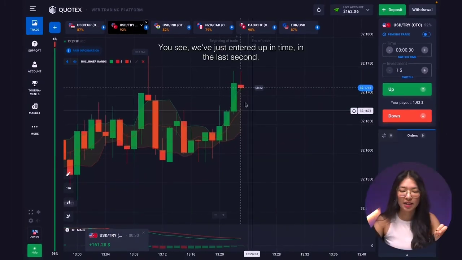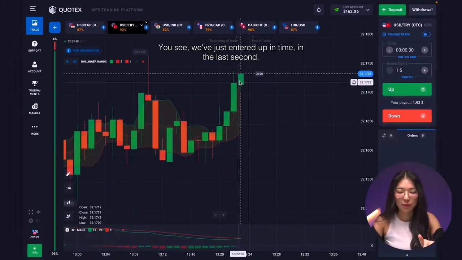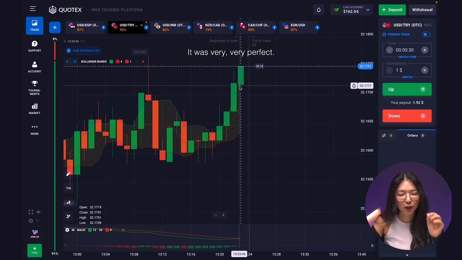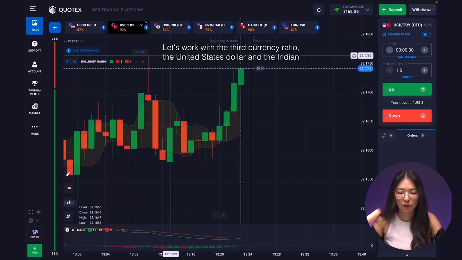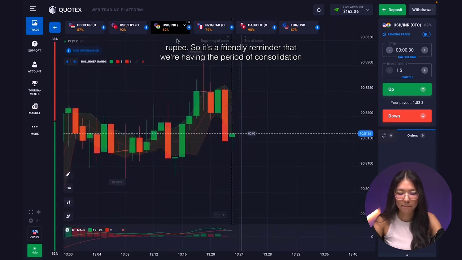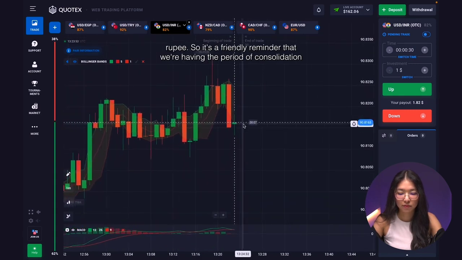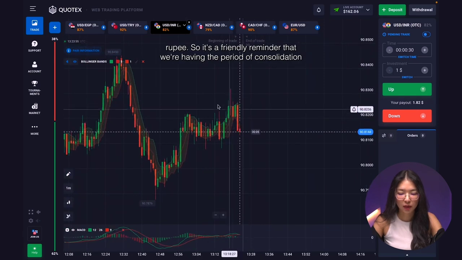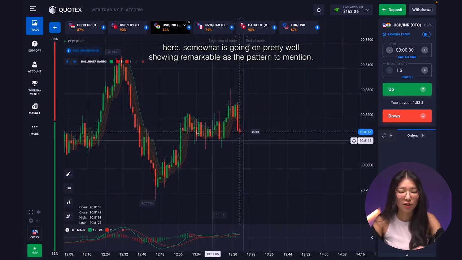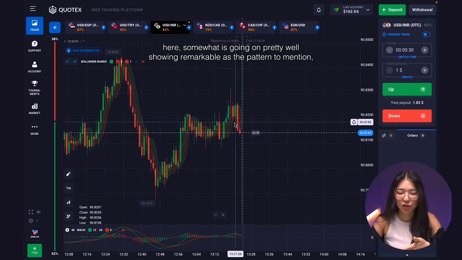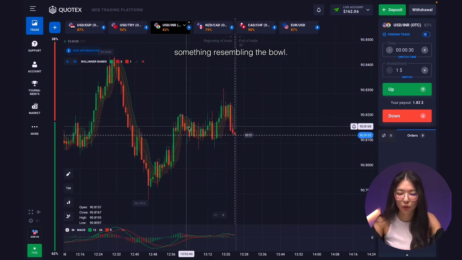So perfect case, guys. You see, we just entered up in time. In the last second it was very perfect, but let's go further. Let's work with the third currency ratio, the United States dollar and the Indian rupee. It's a friendly reminder that we're having the period of consolidation here. Somewhere is going pretty well, showing a remarkable pattern to mention, something resembling the bowl.